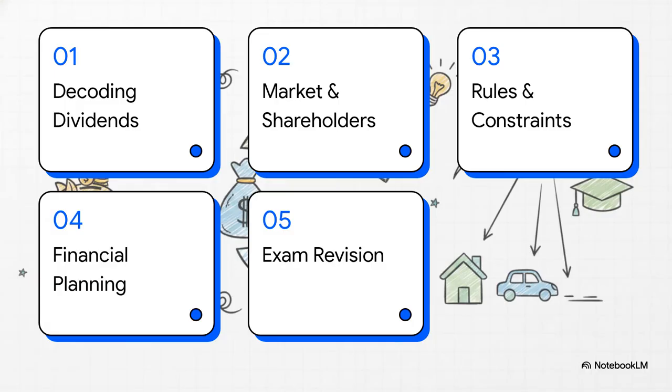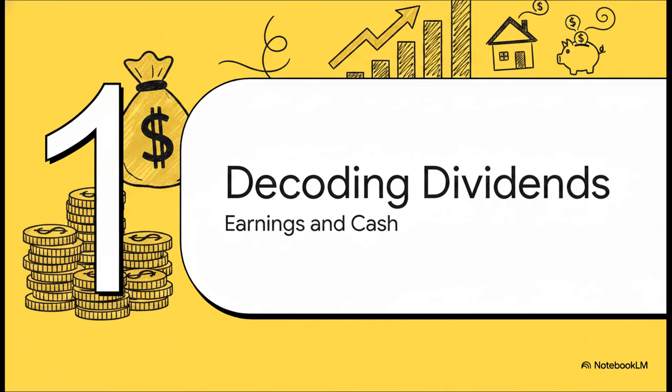Okay, let's take a quick look at our roadmap for today. First, we'll decode dividend decisions. Then we'll look at market and shareholder factors, followed by rules and constraints. After that, we're diving into the types of financial planning, and finally, we'll wrap up with a solid exam revision. To make those 11 dividend factors highly memorizable, we're going to chunk them into logical groups. Let's get into it. Section 1.